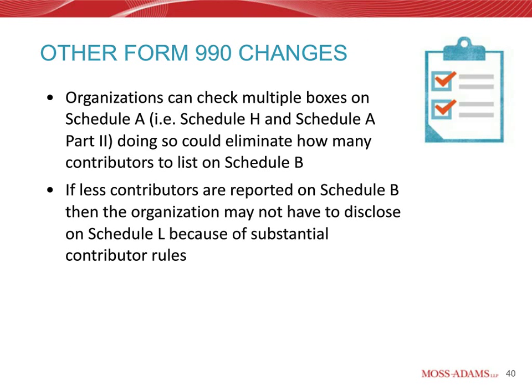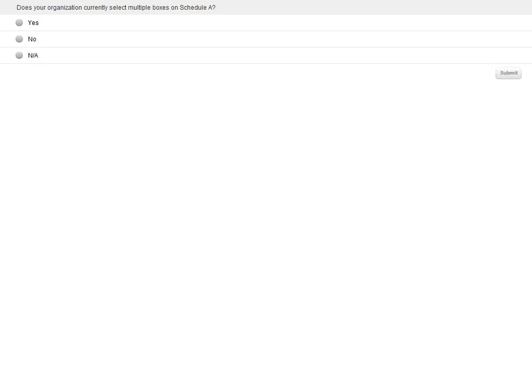Some other changes is that organizations can check multiple boxes on Schedule A. For instance, you can check the box for Schedule H, but then you can also complete Schedule A Part 2, which could possibly eliminate how many contributors you list on Schedule B. That then corresponds with, if the contributors are reported on Schedule B, then you may not have to disclose transactions on Schedule L because of substantial contributor rules, which I'll just talk briefly about in the next few slides. And then our last polling question is, does your organization currently select multiple boxes on Schedule A?